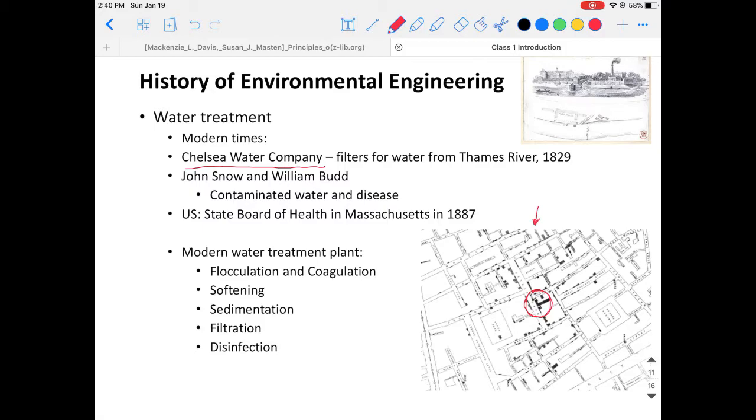1887. Okay, so nowadays a modern water treatment plant contains quite a few steps to generate drinkable water. So it can include steps called flocculation and coagulation. This is for reducing some chemicals, so they're forming larger particles so that they can settle down in the water. Okay, it has the softening to remove certain metal elements, right? For sedimentation, you can do filtration and disinfection.